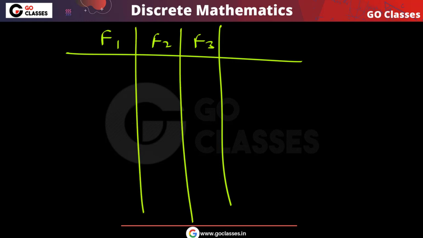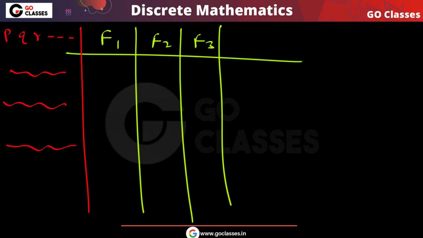It is not possible for any combination. We don't know what the propositional variables are, but whatever combination you take, it is never possible that this is true, this is true. This is never possible. Okay, so this is never possible. Why is this never possible?